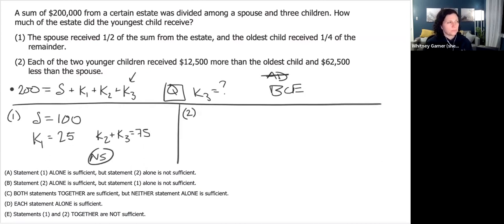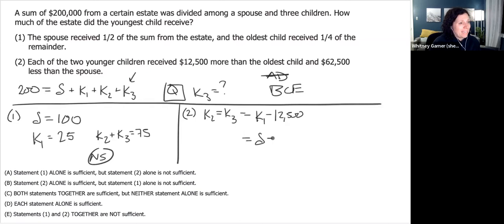Statement 2: each of the two younger children received 12,500 more. So that must mean that the two younger kids had the same amount. So K2 equals K3 equals K1 minus 12,500. And K2 equals K3 also equals the spouse minus 62,500.